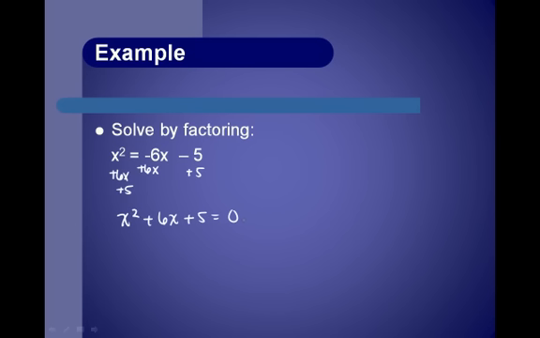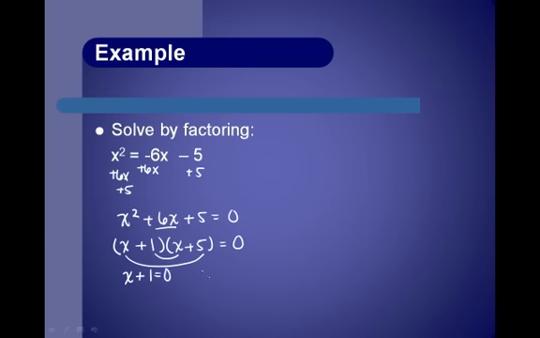Well, there's not a greatest common factor, so we're going to set it up to do like we have been doing. So we've got x and x. Last two have to multiply to give us a positive 5. Well, our only choice is positive 1 and positive 5. That checks, so our factored form is x plus 1 times x plus 5. Now we're going to set each of those factors equal to 0.